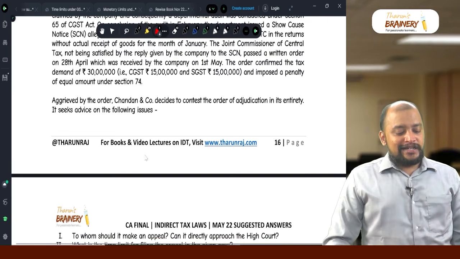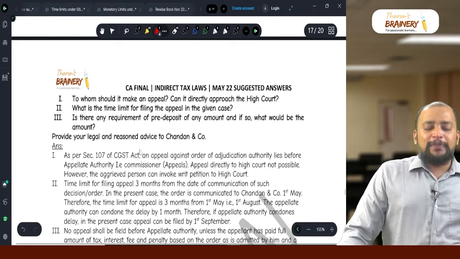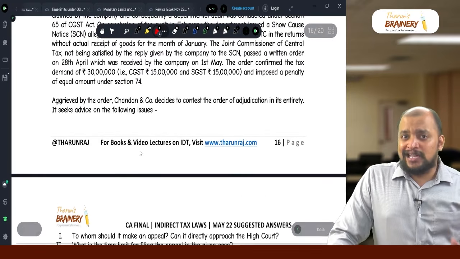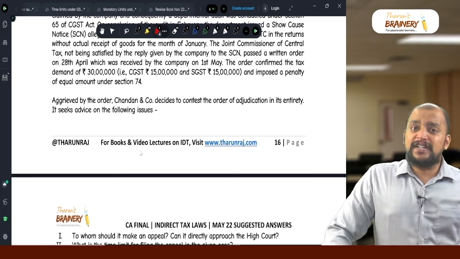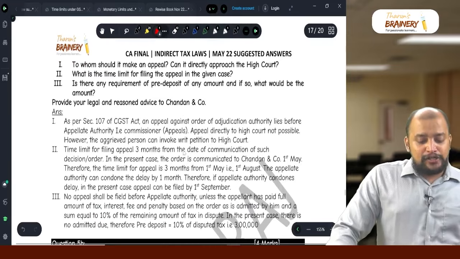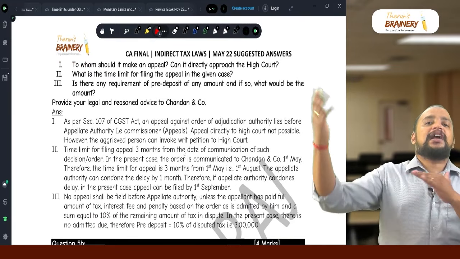Aggrieved by the order, Chandan and Co. decides to go for appeal. To whom should it make an appeal? Who passed the order? Joint Commissioner, means adjudication authority. The first appeal is to the appellate authority, and which appellate authority? Commissioner (Appeals), because joint commissioner means the next level is Commissioner (Appeals).